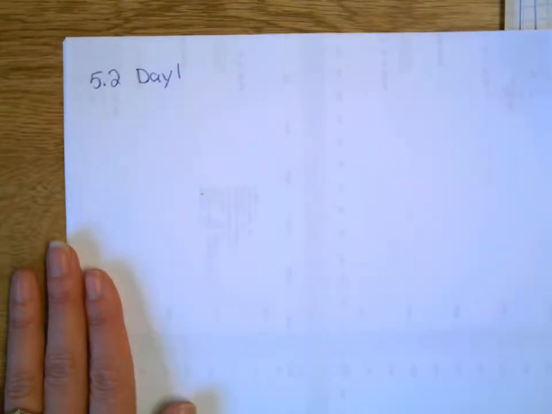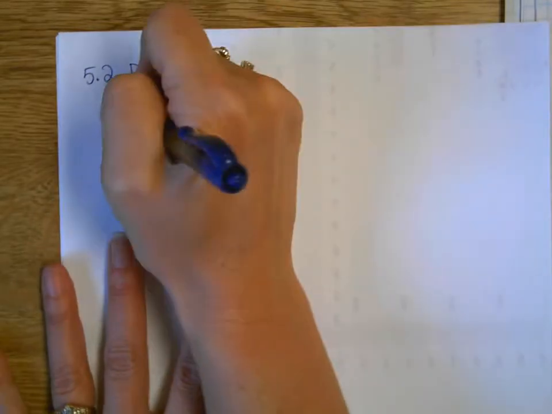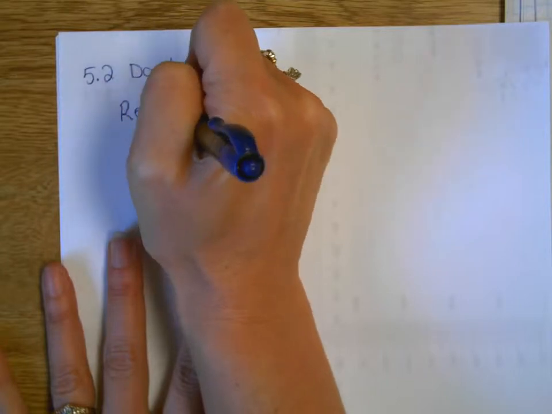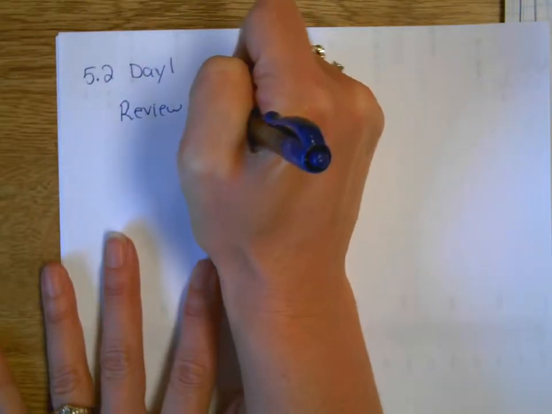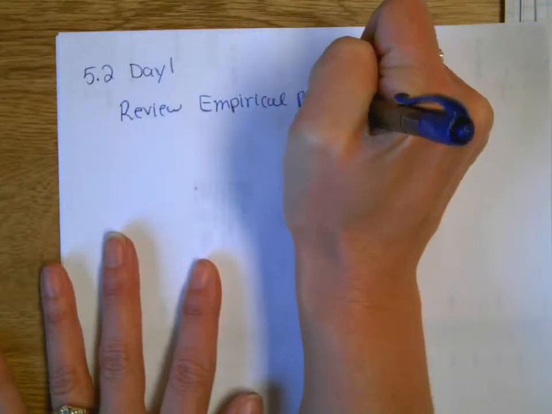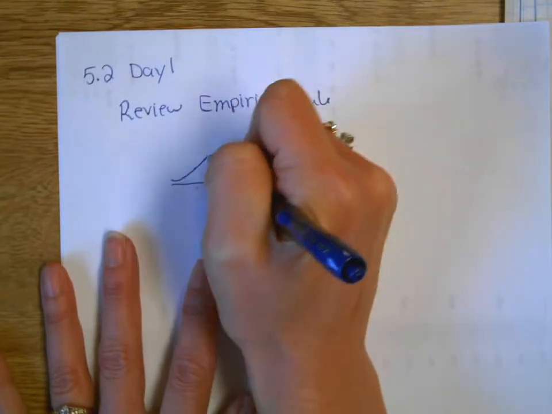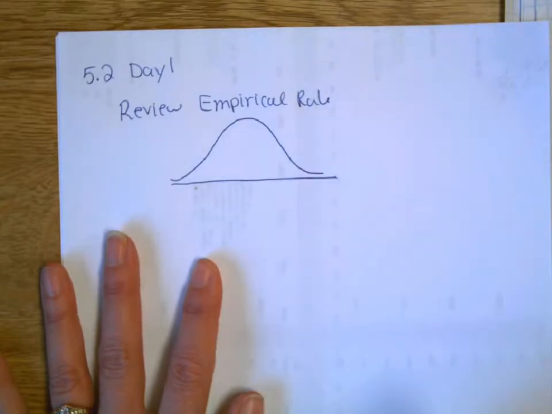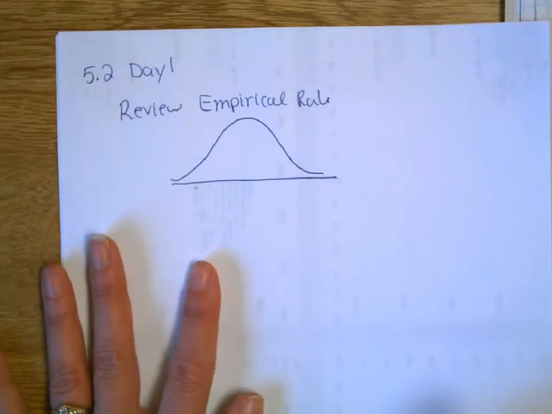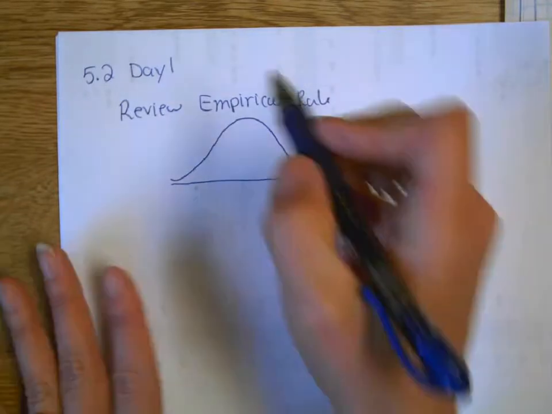5-2 day 1. Okay, the last time we were here, we talked about the empirical rule. For normally distributed data, just real quick, let's review the empirical rule. For normally distributed data, normally means this nice symmetrical distribution. We found the percentage of the data that was within 1, 2, and 3 standard deviations away.